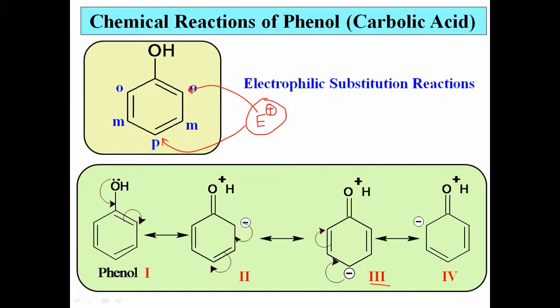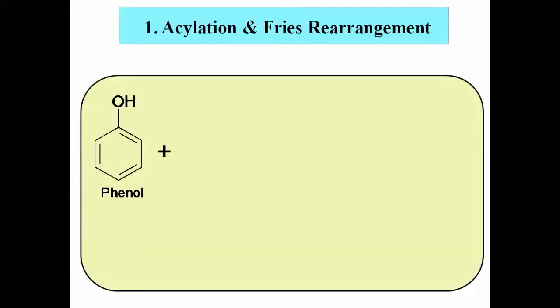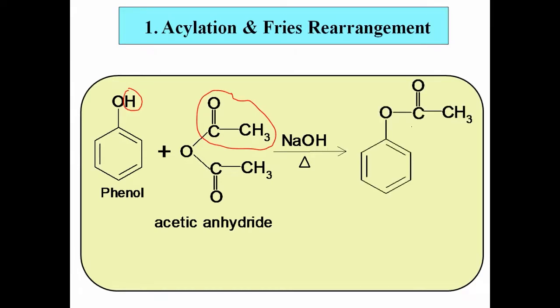Now let us see some of the chemical reactions shown by phenol. The first one is acylation and Fries rearrangement. When our basic compound phenol is treated with acetic anhydride, CH3 C double bond O, O, C double bond O, CH3, in the presence of a base like NaOH and at high temperature, what happens? The hydrogen atom from the OH group is replaced by the COCH3 group, and we get this particular ester.